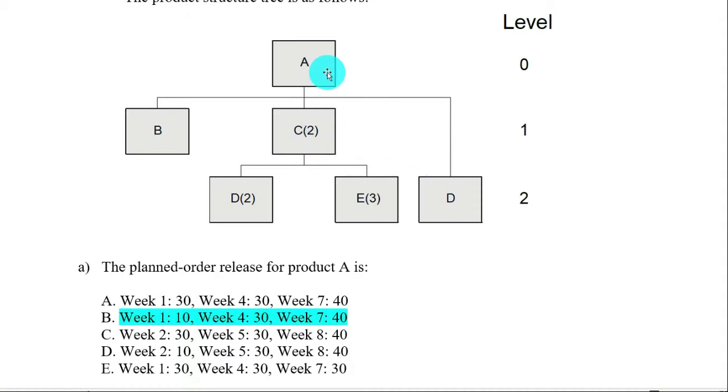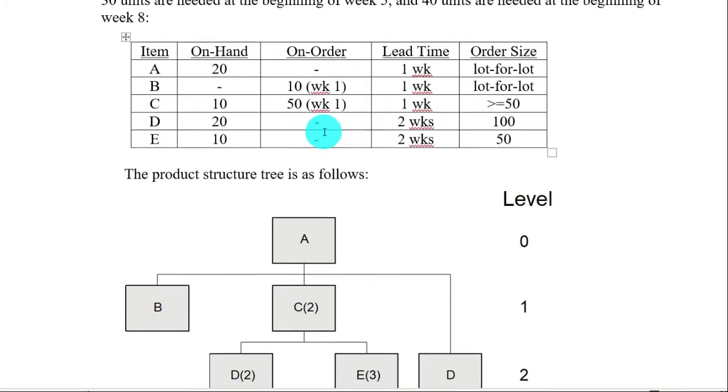So 1A, you need 2C. Okay, 1A, 2C. And for C, you have 10 on hand, 50 on order, week 1. Lead time is 1 week. And the minimum order size is 50. So you can place an order for 50, 51, 52, and so on. But the minimum size is 50. All right. So 10, 50 week 1, 1 week.